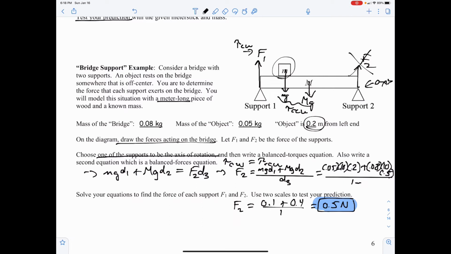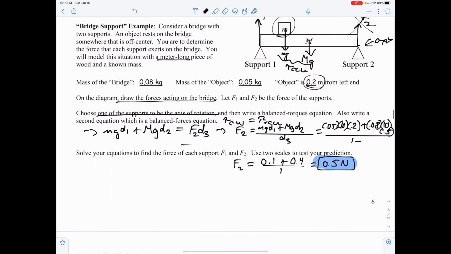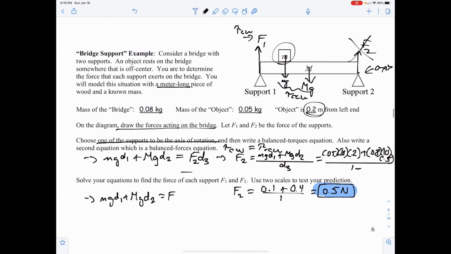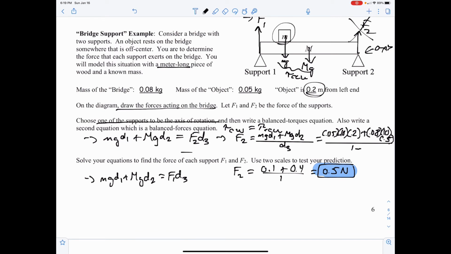If you picked up on the pattern, it's exactly the opposite of what we set up before. We had 2 clockwise torques equal 1 counterclockwise. Now we have 2 counterclockwise torques equal 1 clockwise. So it's going to be little mg times d1 plus big mg times d2 equals the 1 clockwise torque of F1 times d3. Okay, you're solving for F1. Same as before, F1 equals little mg d1 plus big mg d2, all divided by d3.